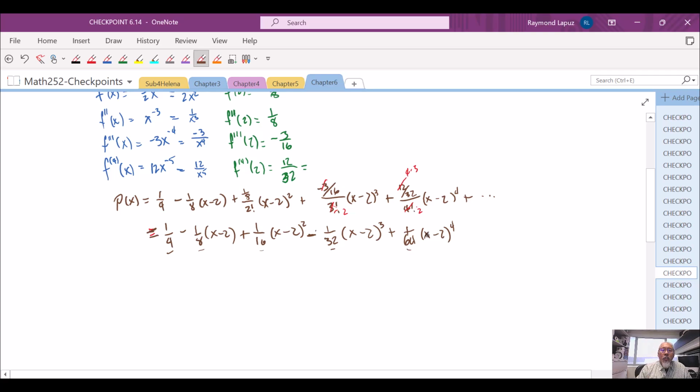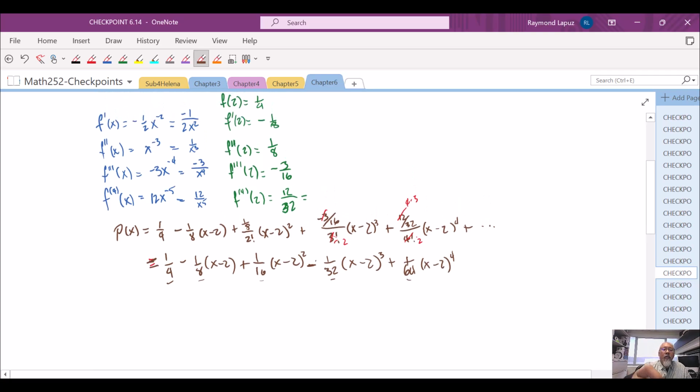We could do one more just to verify what's happening here. So let's try to generalize the f to the fifth. And we had a 3. First of all, this will be a negative, and then we have a 3, and then we have 3 times 4, and then we're going to have 3 times 4 times 5 being multiplied together here, and this will be x to the negative 6 power.